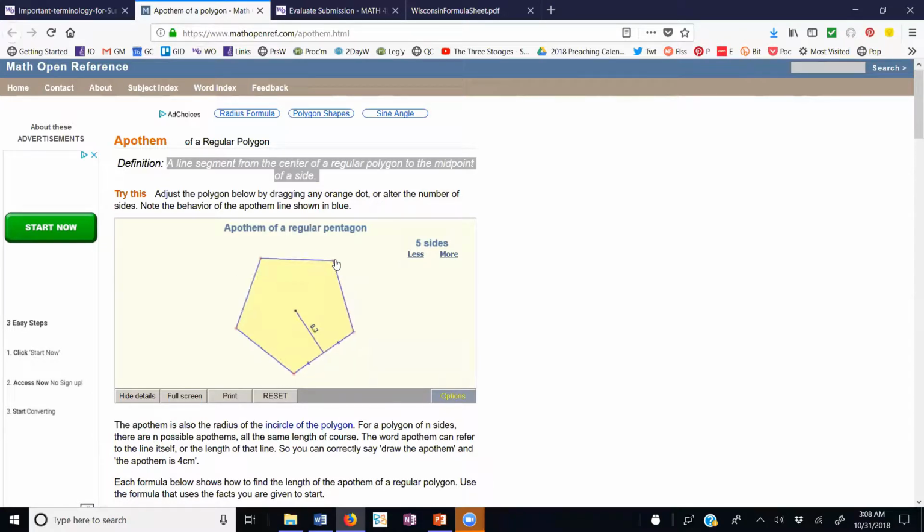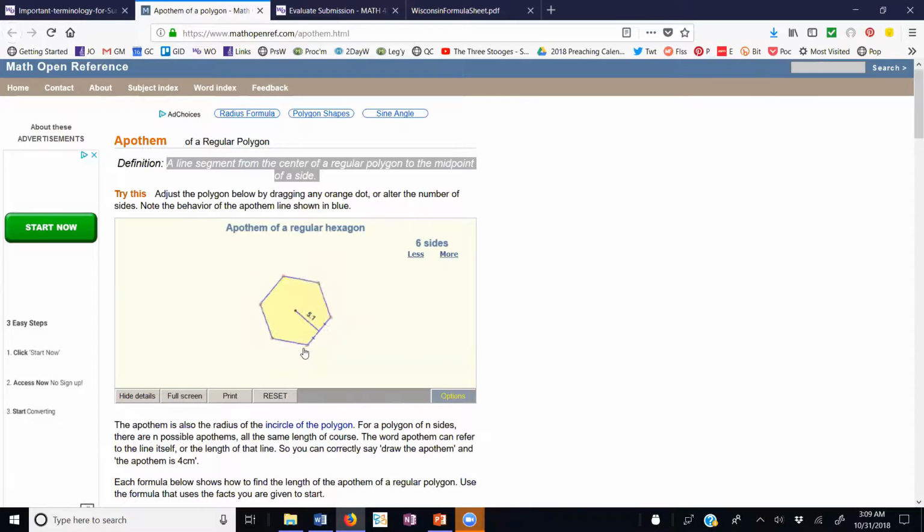So you can manipulate this a little bit here. You can also change the number of sides. You can have the apothem of a four-sided figure. It might not be very useful, but you certainly can do that. You can do the apothem of a triangle if you want. Here's the apothem of a hexagon.